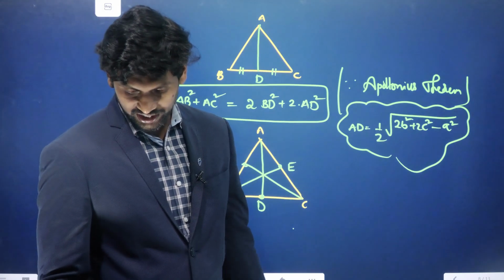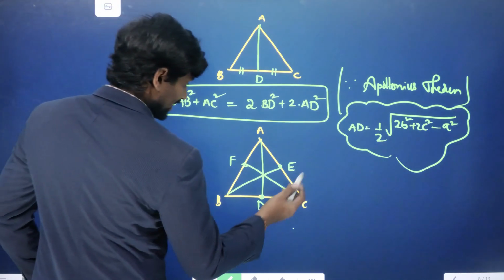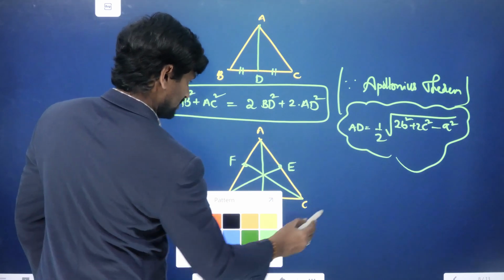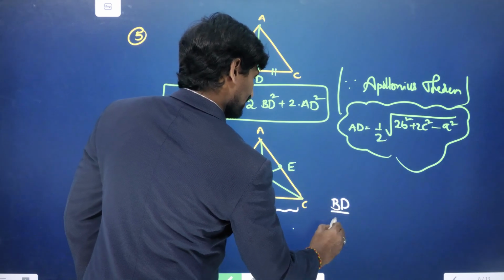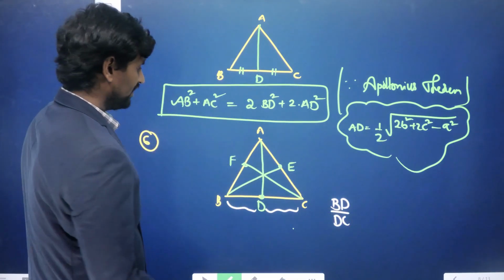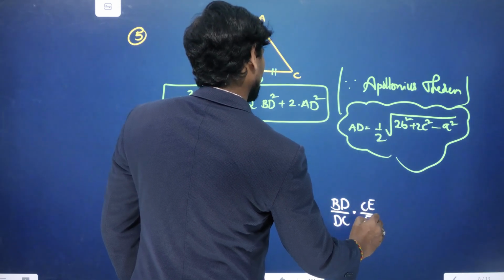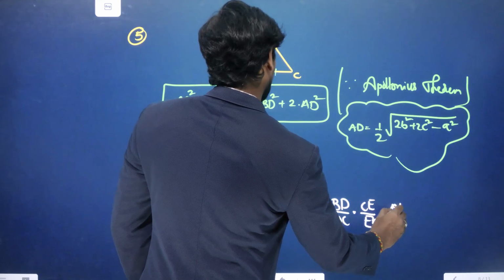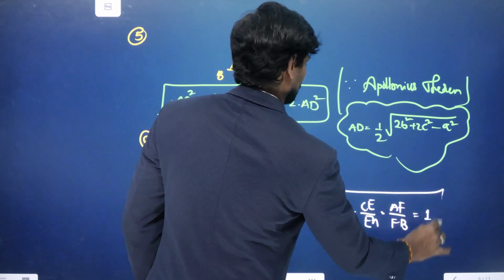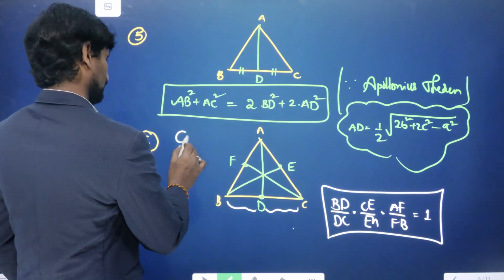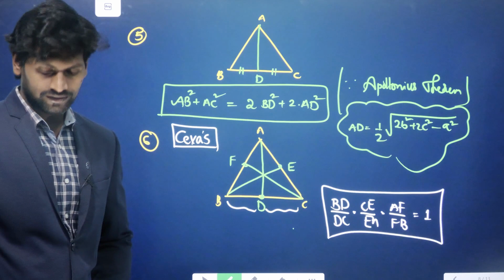So if they are concurrent, then according to Ceva's theorem, the statement is: BD by DC into CE by EA into AF by FB is equal to 1. This is Ceva's theorem. Okay?